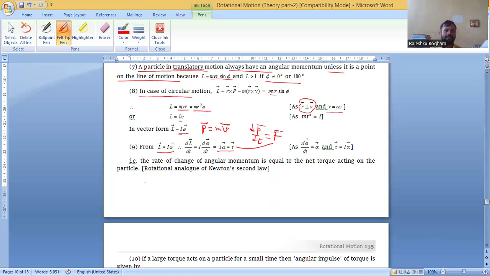So the rate of change of angular momentum is equal to the net torque acting on the particle. This is the rotational analog of Newton's second law. Okay.